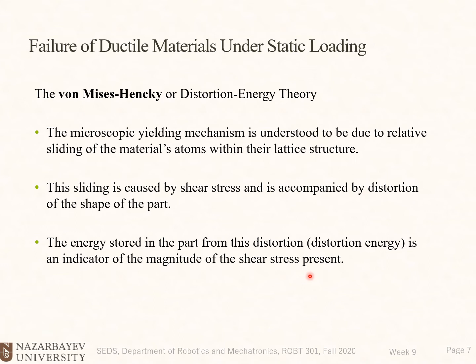It's like thermal energy. Let's say we want to find how much thermal energy exists in a part; we need one indicator, and that indicator is temperature. So here is a very similar analogy between these two examples. We want to find out how much shear stress we have in the part, and to find this out, we get help from the energy stored in the part from distortion. Why do we want to do that? Because we think that shear stress is the main reason for the failure, for the yielding in ductile material. So we are looking for an indicator to see how much shear stress exists in the whole part.